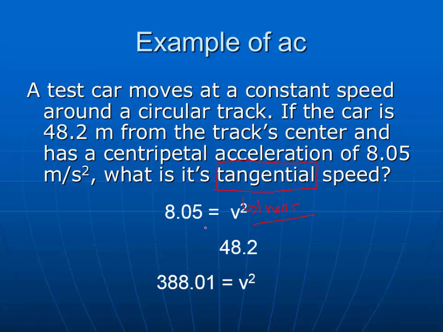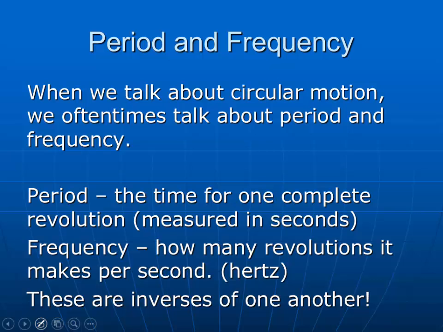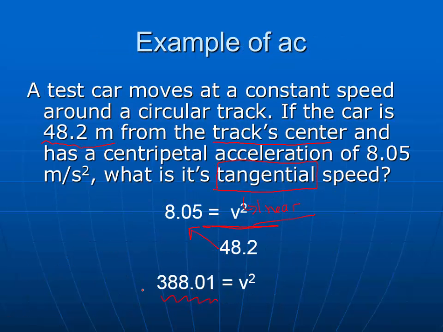So we have 8.05 as our centripetal acceleration, and that is equal to the linear velocity squared divided by the radius, which in this case is 48.2 meters because that's how far it is from the track center. So then I'm just going to cross multiply 48.2 to both sides, and I get 388.01 is equal to my velocity squared. And then you will square root your 388, and you should get the tangent velocity, or the linear velocity, to be 19.7 meters per second.